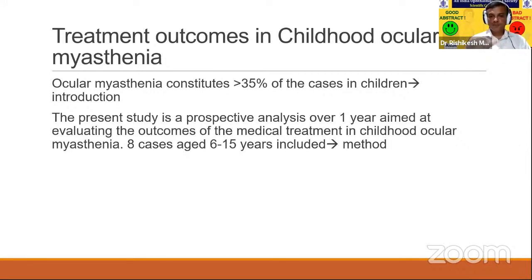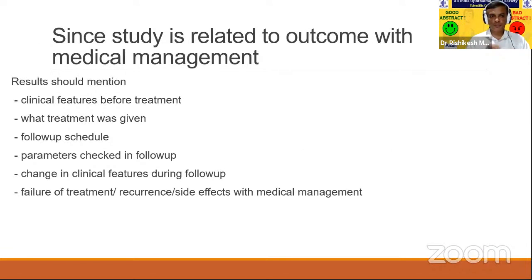The present study is a prospective analysis over 1 year aimed at evaluating the outcomes of medical treatment in childhood ocular myasthenia. It includes 8 patients, that is the number of patients, in a prospective study over 1 year, who presented to us with age group 6 to 15 years. So that is the method, especially the inclusion criteria, which has been included here.